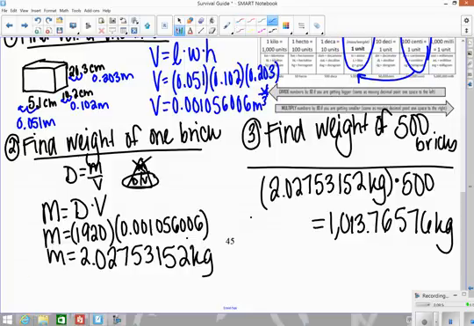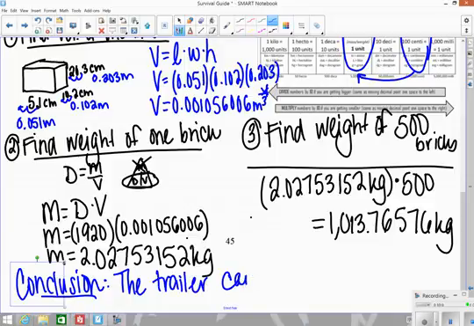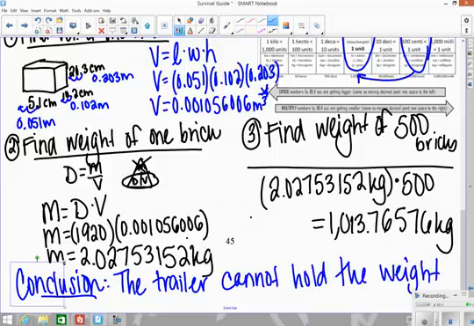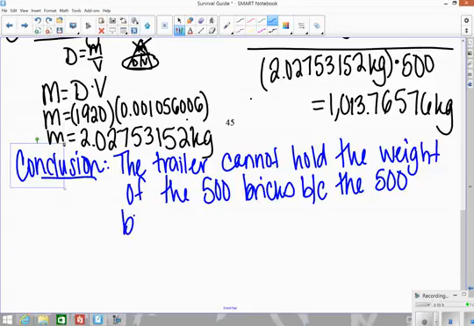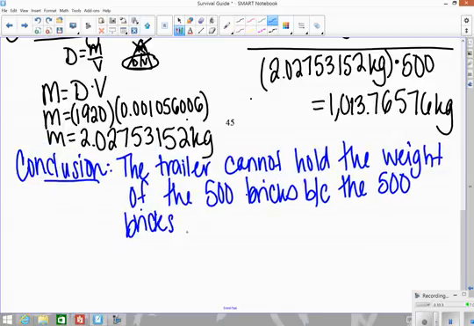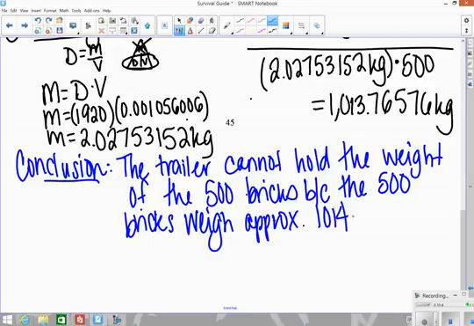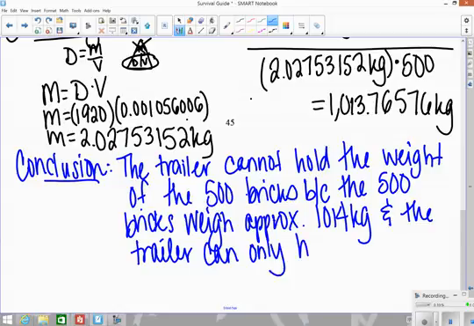So to answer it, you have to make sure that you actually write a conclusion, answer the question, and make sure that you explain. So therefore the trailer cannot hold the weight of the 500 bricks because the 500 bricks weigh approximately 1,014 kilograms, and the trailer can only hold 900 kilograms.